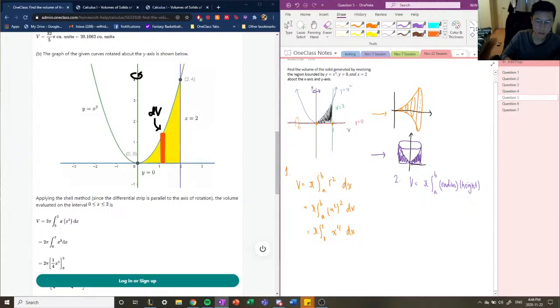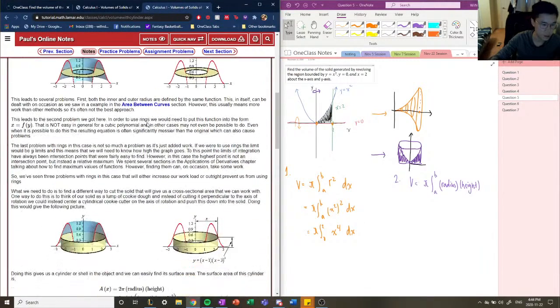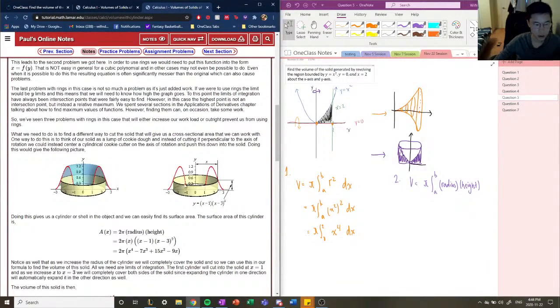The height of this cylinder really helps, because I can't really draw this, but I'll show you on this one. So this is the shell method, and they use a cylinder to calculate the volume of a region that's rotated around the y-axis. So this is the function that they have here.